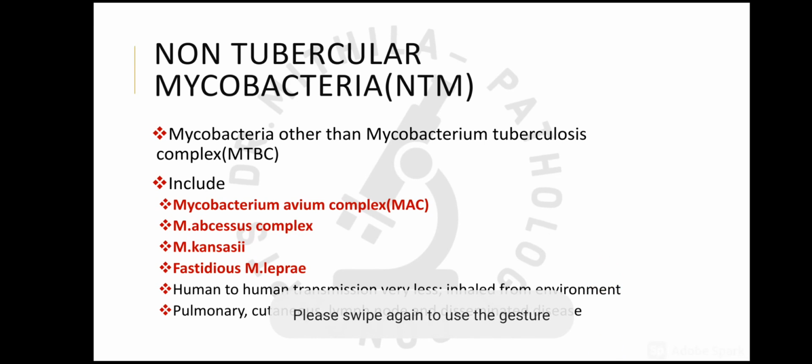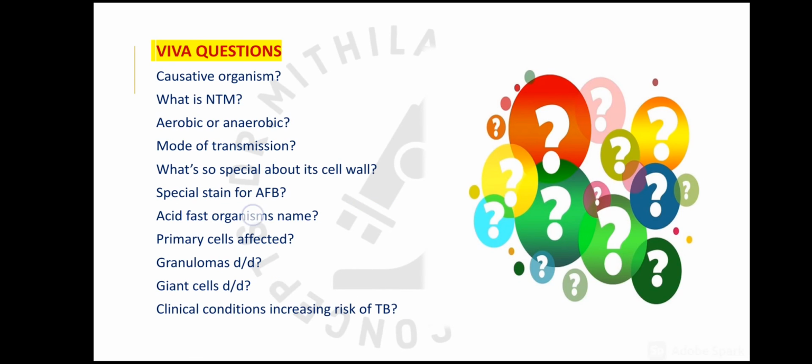And these are some Viva questions which can be asked in the exams, like causative organisms of TB, non-tubercular mycobacteria, then whether it is aerobic or anaerobic, you know it is aerobic, then mode of transmission, droplet infection, then the property of the cell wall of mycobacteria, it is very commonly asked. Then special stains, acid fast organisms name, then what are the primary cells affected in TB, it is macrophage, then granulomas differential diagnosis, giant cells differential diagnosis, and the clinical conditions increasing the risk of TB. All these questions, they are the Viva questions.